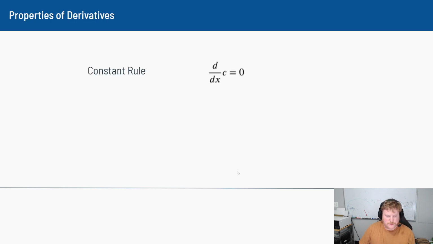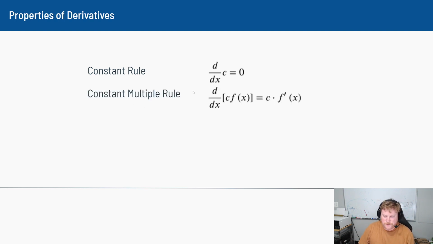So, some properties of derivatives. We have the constant rule: the derivative of a constant is just 0. Think about graphing a constant, y equals 12. That's just a straight horizontal line. What's the slope? It's 0 everywhere.